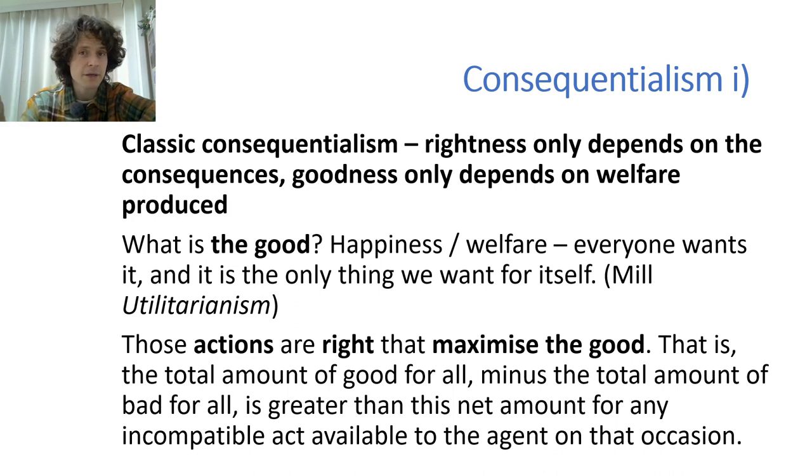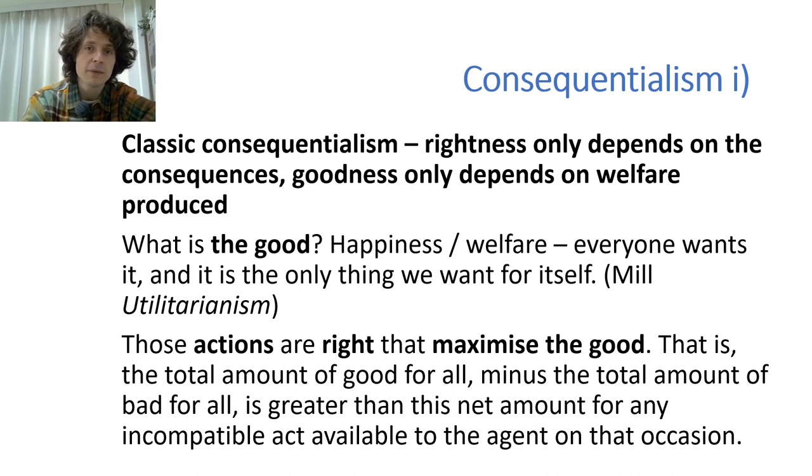Maybe your other actions, A and B, could produce some good, but C is the one that produces the greatest amount of overall good if you deduct all the bad that it produces. Now, the bad would obviously be the absence of happiness, absence of welfare, or pain, suffering, decreasing welfare. So you should choose the action that produces the highest total amount of good for all, for everyone, minus the total amount of bad for all. So if this higher total amount of good is greater than the net amount for any incompatible act available to the agent on that occasion, then you're going to go with that action, right?